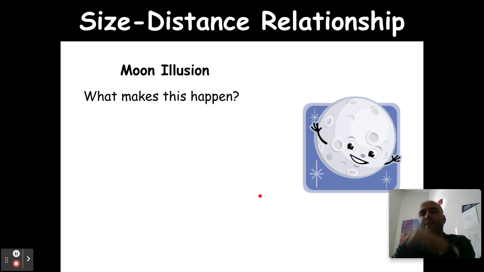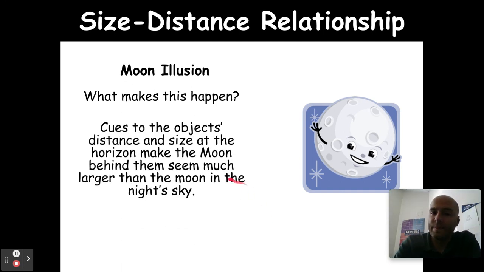Another example we talked about earlier in our last video is the moon illusion and how the moon looks larger on the horizon than it does up in the sky. Cues to the object's distance and size at the horizon make the moon behind them seem much larger than the moon in the night sky. Right? We talked about that when we said context effects. Okay? So it's another illusion that can trick how we organize our perception and understand.